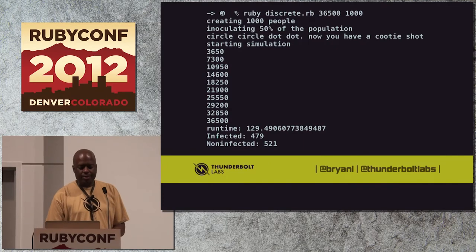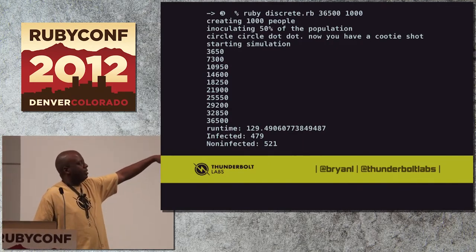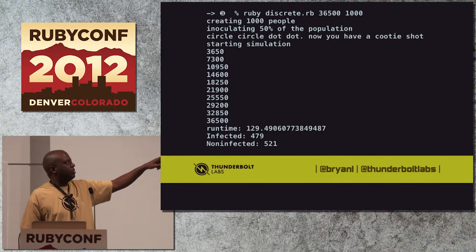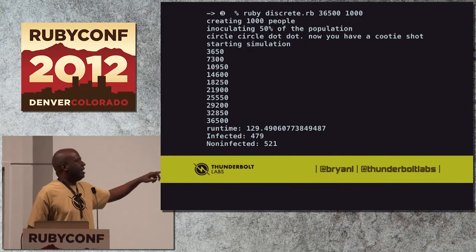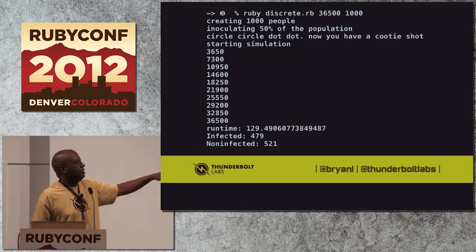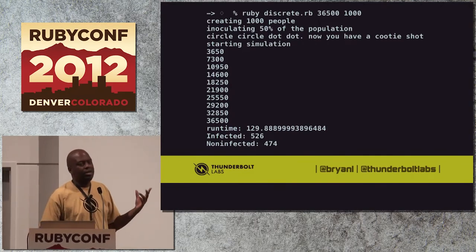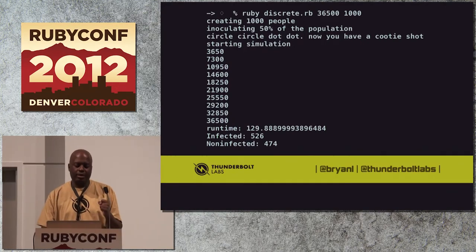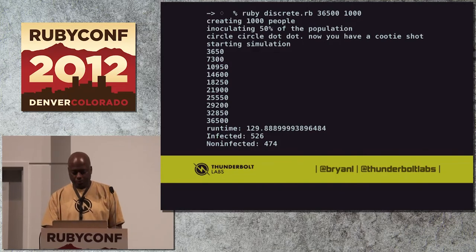This is actually a run of the version of the simulator I'm going to share. This is with 1,000 people over 100 years, 36,500 days, and it ran in 129 seconds. But if you notice, JRuby ran in about the same time. So just because your micro benchmarks are faster does not mean it will double the speed of your app. There are just other things going on.